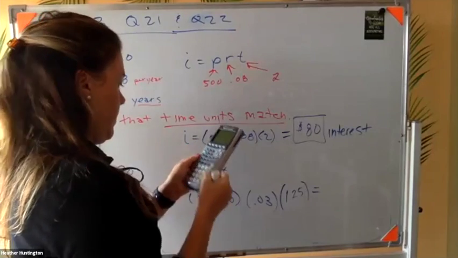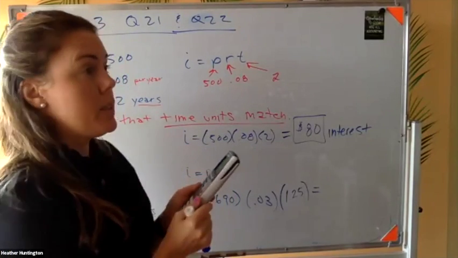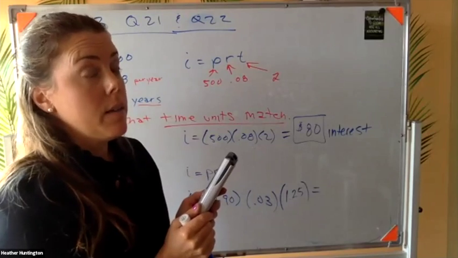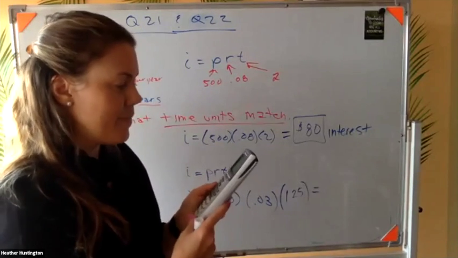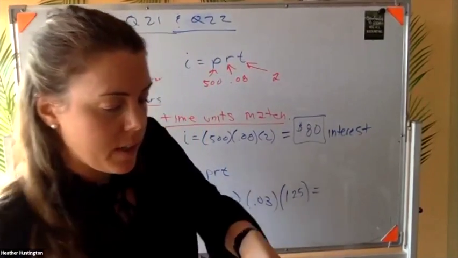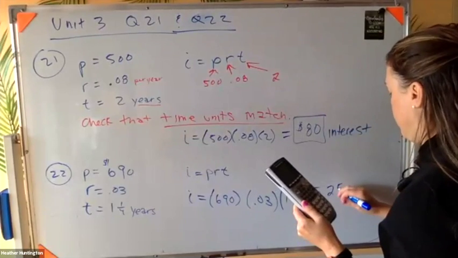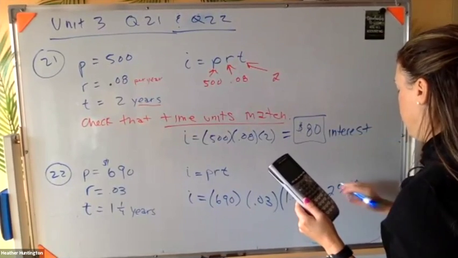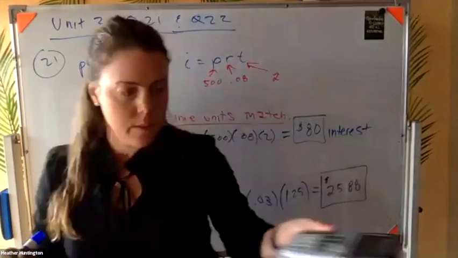Because the interest is like money, do you have to round? Yes, always round to the nearest, what do you think? Like cent? Yeah. So it would round up? Yeah, so this one would be $25.88. Okay, good job.